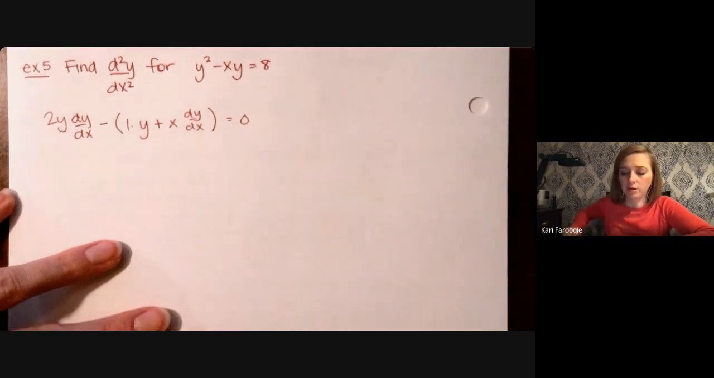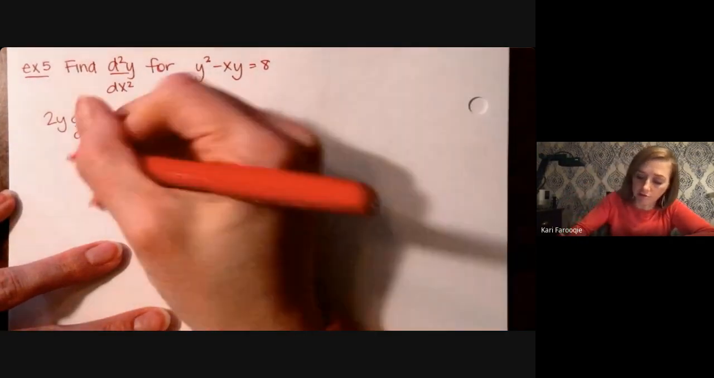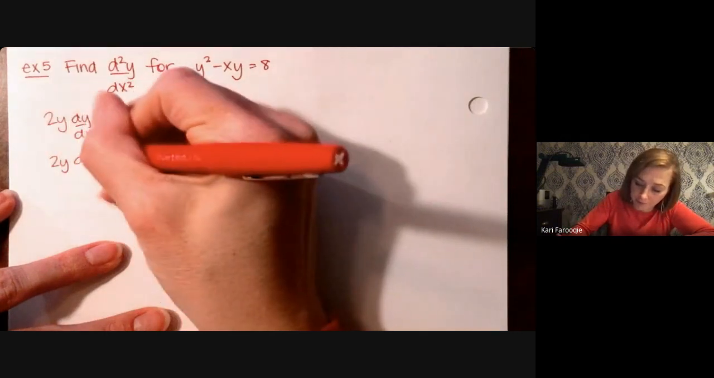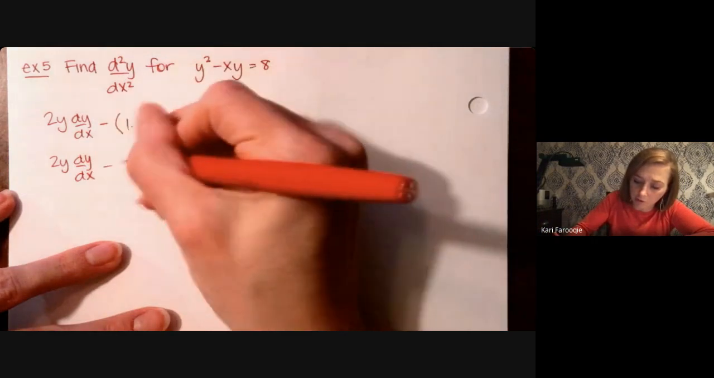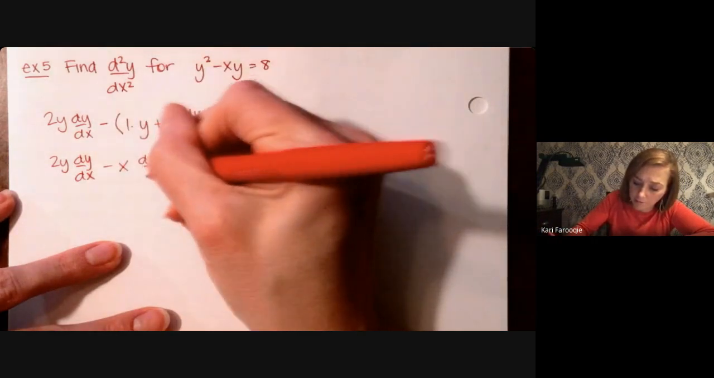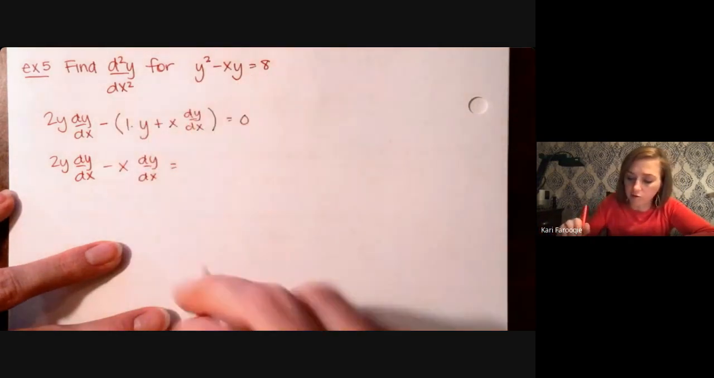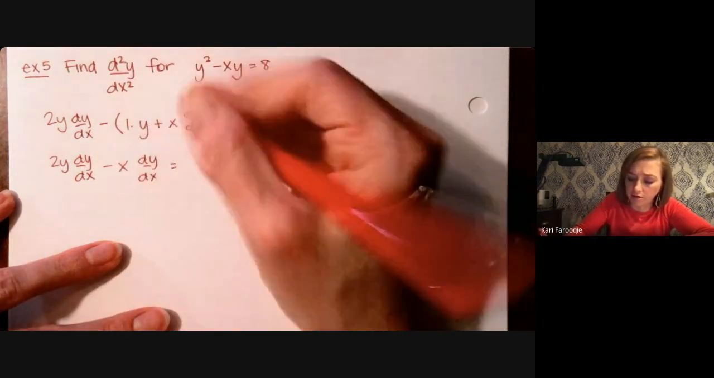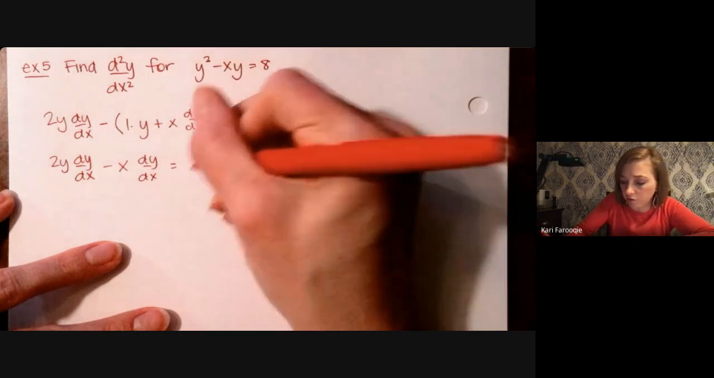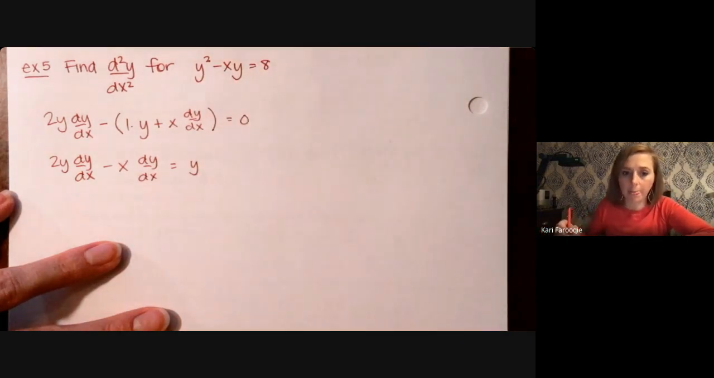Okay, now we'll get all the dy/dx's on one side, all the non-dy/dx's on the other side. So I have 2y dy/dx, and then when I distribute, I'll have minus x dy/dx equals, and then I'm just going to move this negative y to the other side. So it's really a negative y, but when I add it to both sides, it becomes positive y.